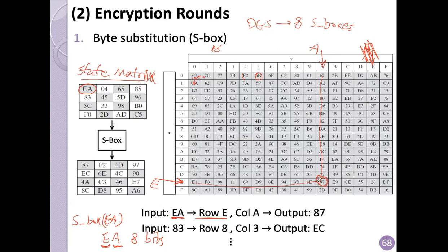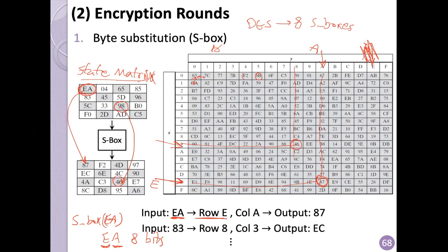What's the content of this cell? It is 87, of course, in hex. So we substitute this value EA with 87. For example, 98, let's do one together again. 98, we go to row 9, column 8. So I get 46. So you see 98 is replaced, or substituted, with 46 and so on.